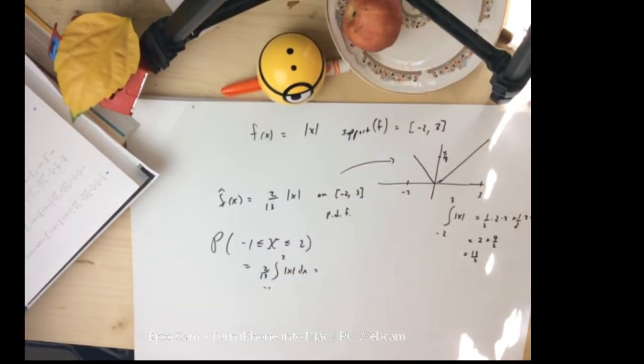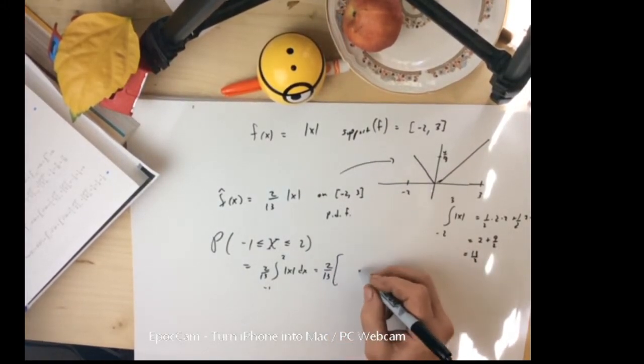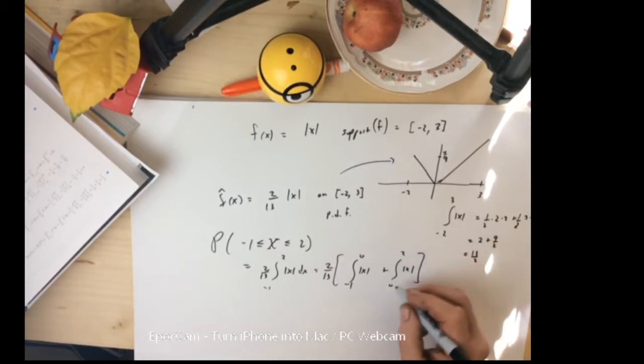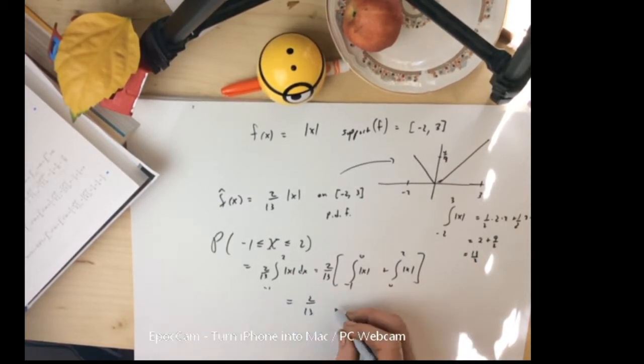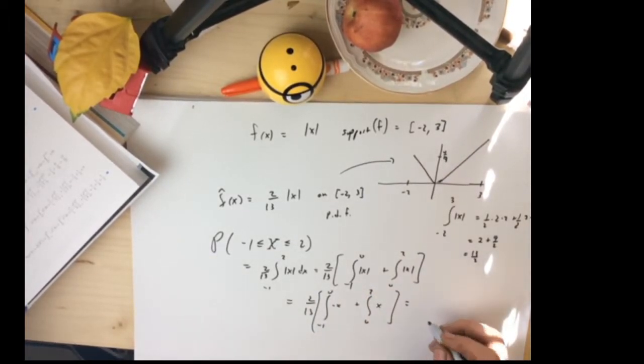It is useful to remember that the integral is defined by two different functions, one on the left of 0 and one on the right of 0, so I'll split it into two pieces. And so this will be the integral from minus 1 to 0 of absolute value of x, plus the integral from 0 to 2 of the absolute value of x. And this will be 2/13 times the integral from minus 1 to 0 of minus x, plus the integral from 0 to 2 of just x. And at this point, we reach two integrals that are nice to do.